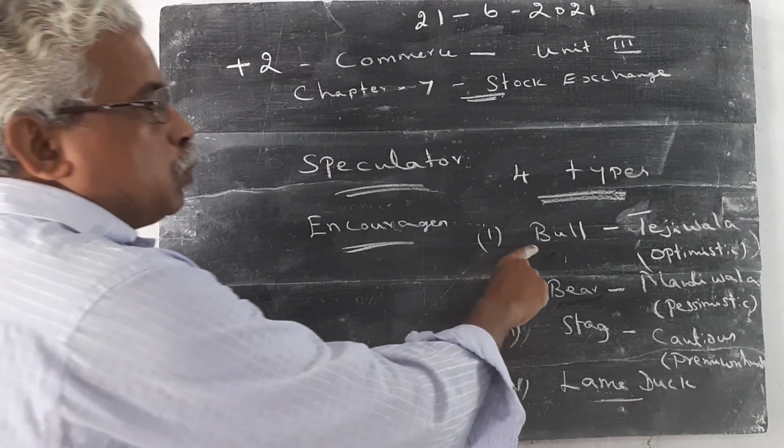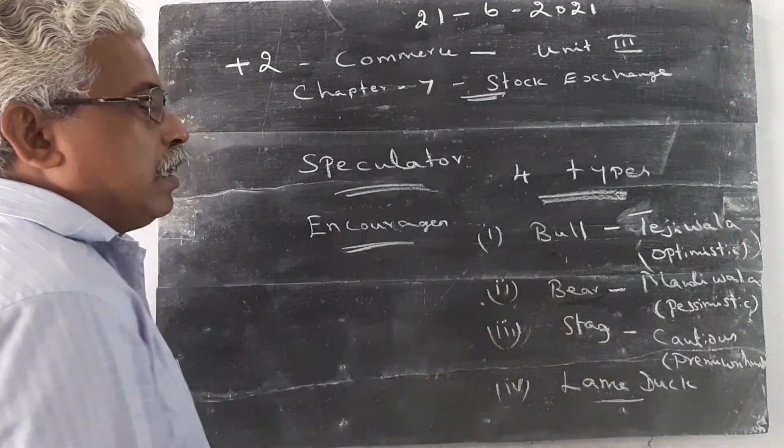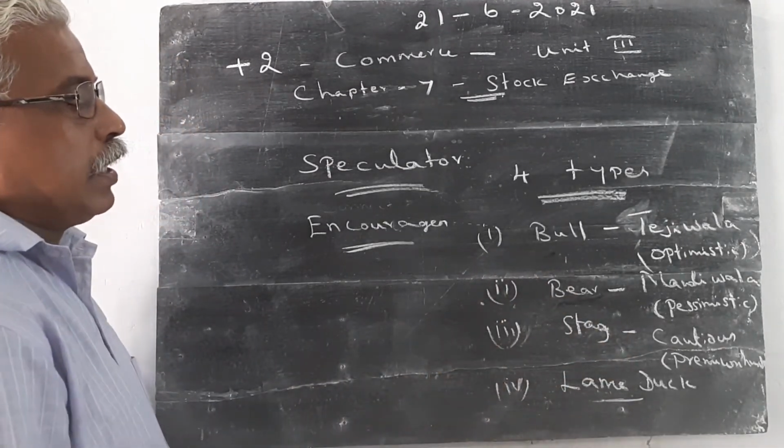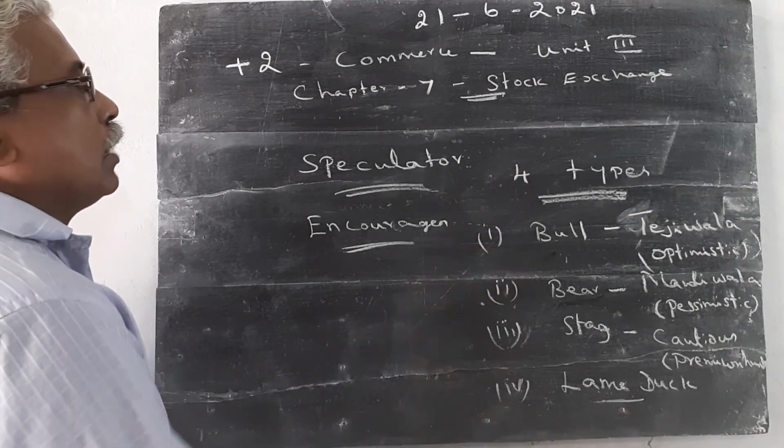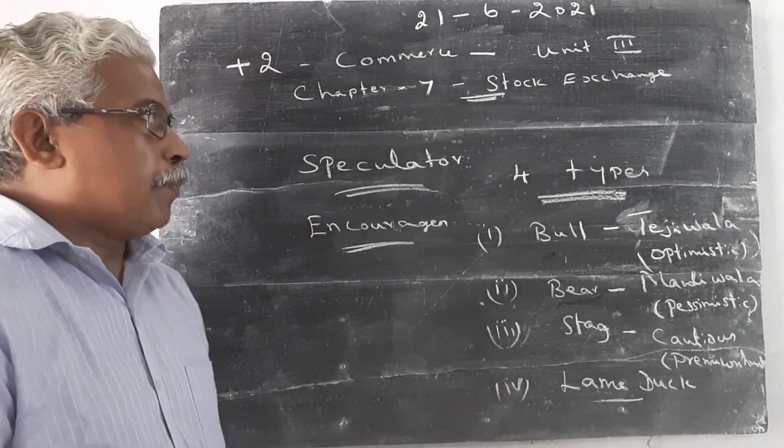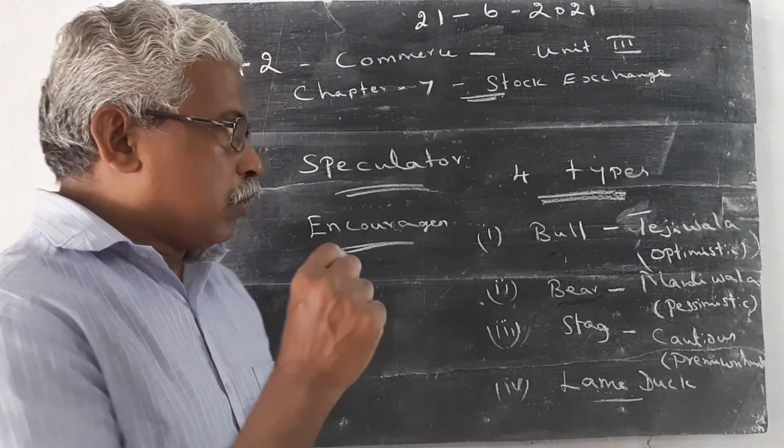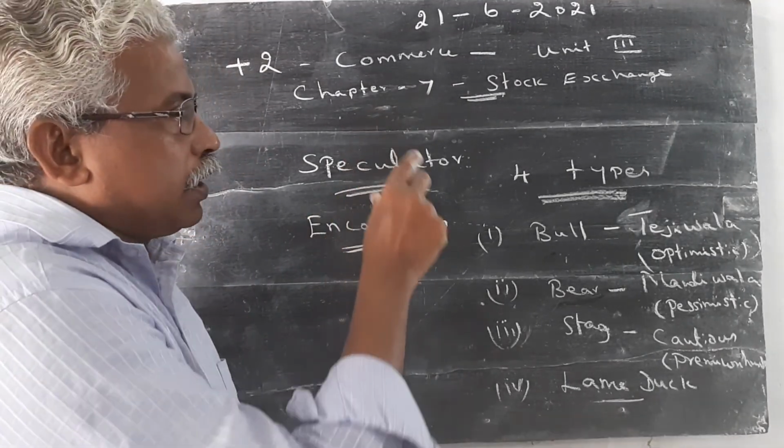Optimistic speculator is bull, pessimistic speculator is bear, stag is a cautious speculator, and lame duck. These are the 4 types of speculator. Once again I repeat, you have to study. One more class is necessary for completing this chapter.